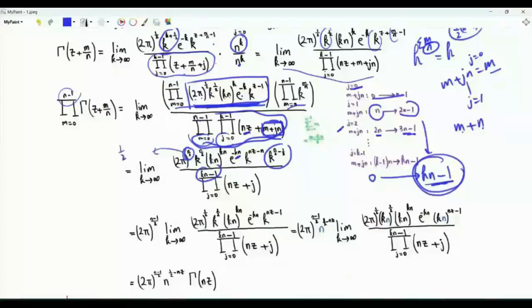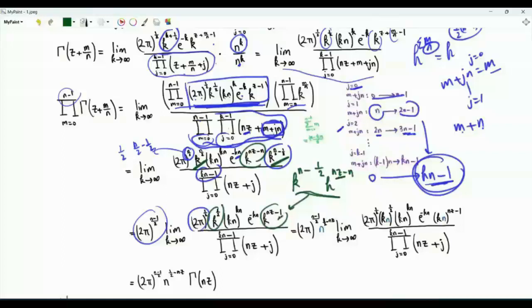Split this n over 2 to 1/2 and n over 2 minus 1/2. We have this term and that term. Together they give us k to the n minus 1/2 times k to the nz minus n. Separate the square root of k. We are left with k to the power nz minus 1. The objective now is to make this limit look like a gamma function.